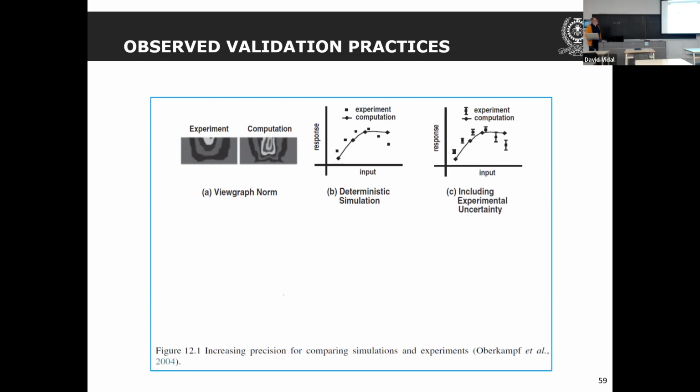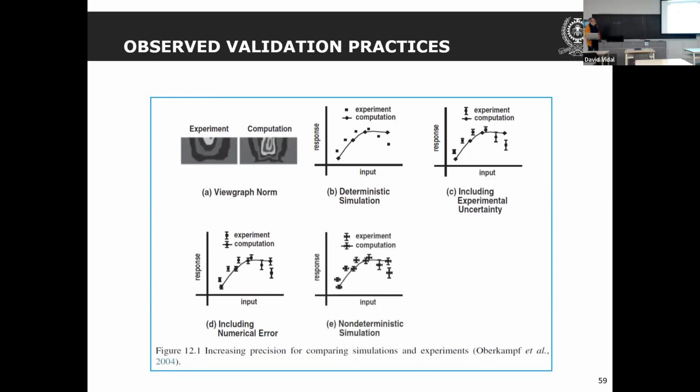Then if you're lucky, people put experimental uncertainty on the experimental data, so you get error bars that tell you better whether this is a good agreement or not. Then eventually they include numerical errors, so the uncertainty also on the simulation. So then I'm getting better. You can now better appreciate the adequacy of the model.